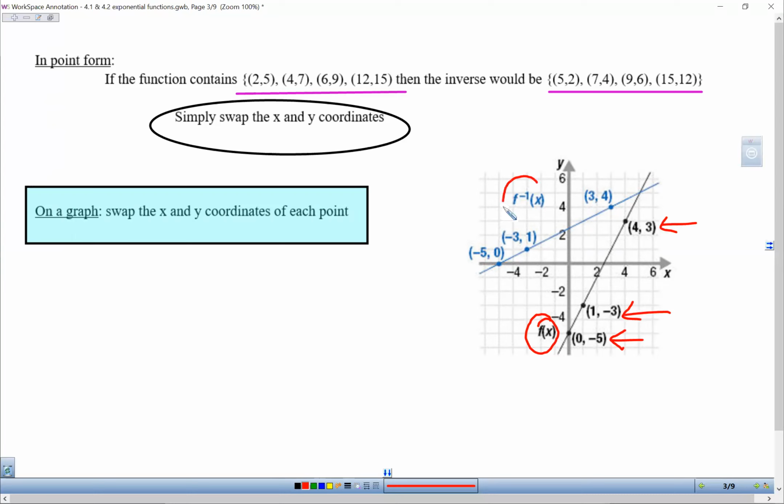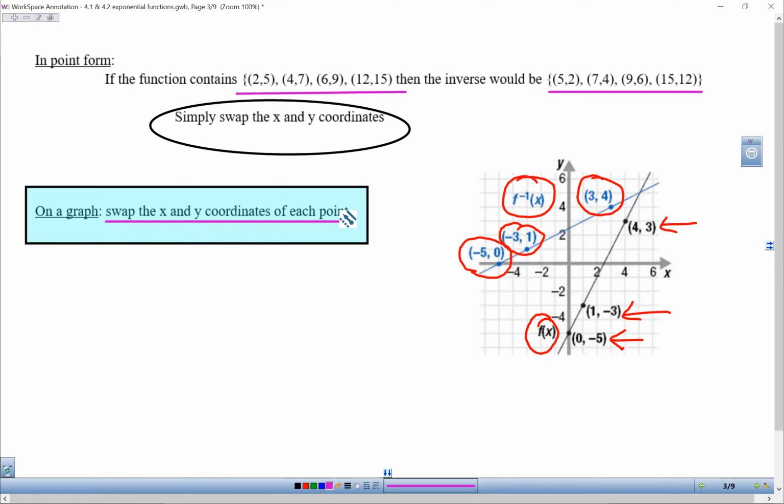Over here is our inverse function, f inverse of x. And (4, 3) becomes (3, 4). (1, -3) becomes (-3, 1). And (0, -5) becomes (-5, 0). So again, can't say this enough times, swap the x and y coordinates of each point.